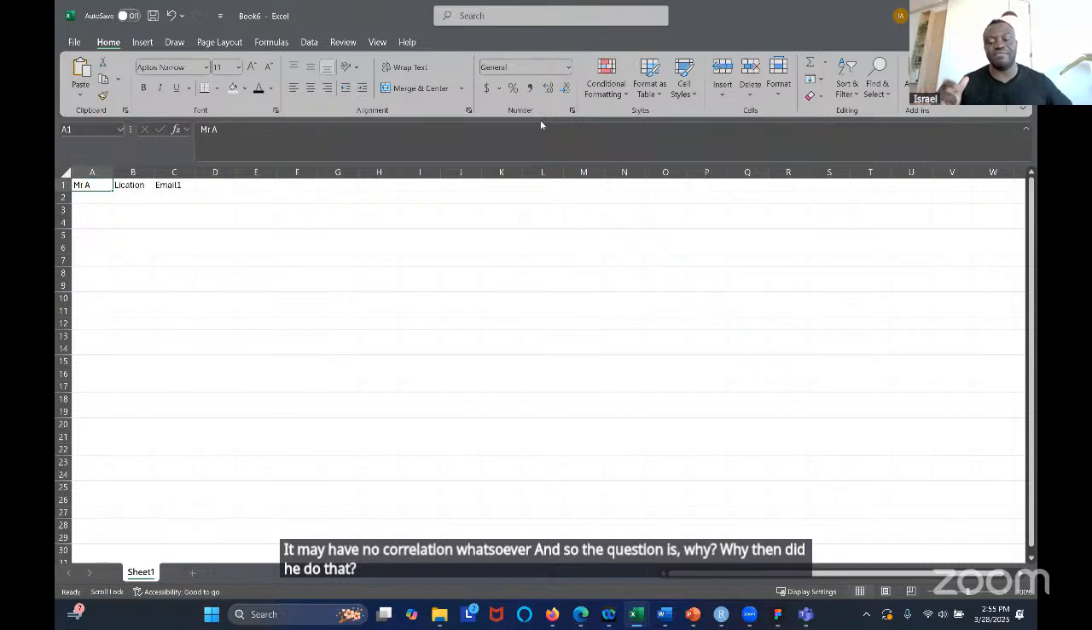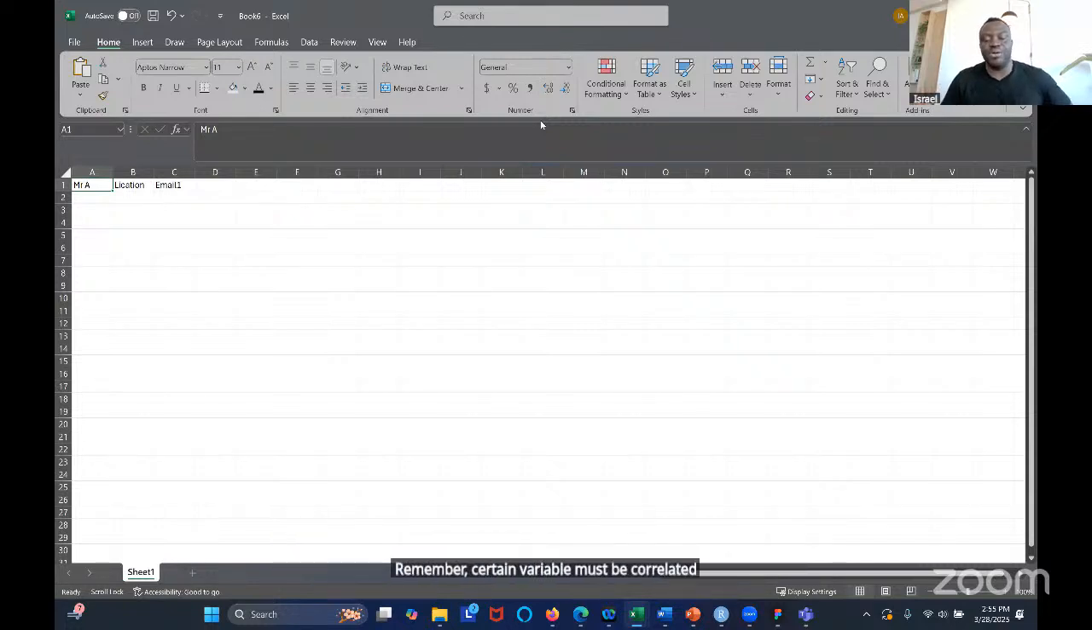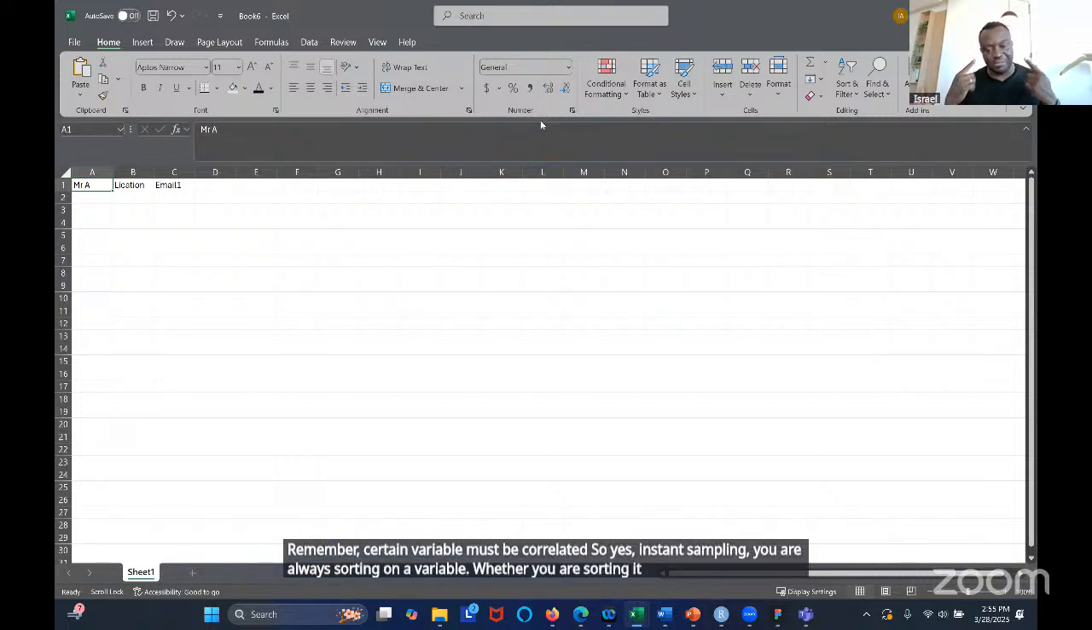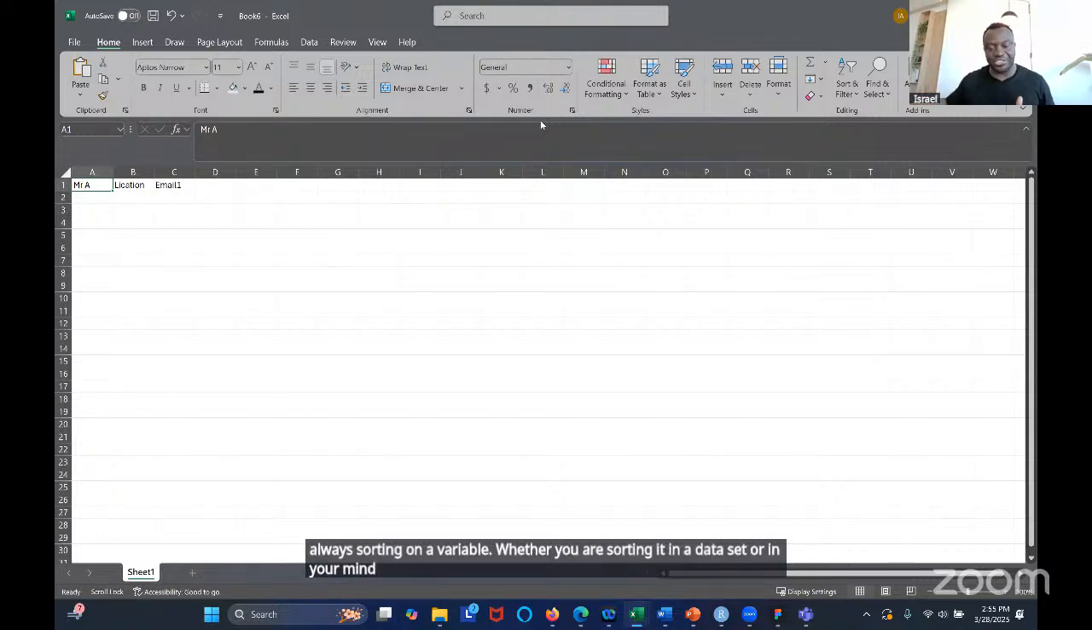Remember that the sorting variable must be correlated. So yes, in systematic sampling, you are always sorting on a variable, whether you're sorting it in a data set or in your mind, by, let's say, arrangement of patients. It is something that must always happen for it to be systematic sampling.